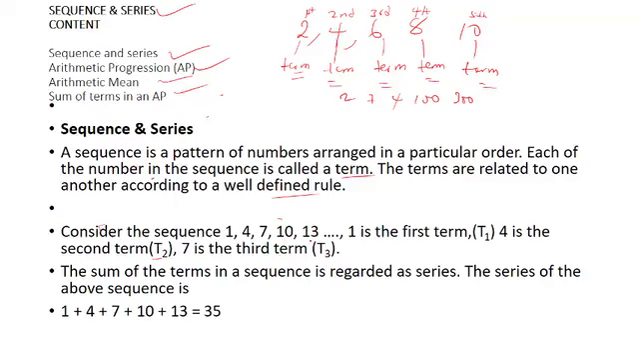Now let me go into explaining the rule. Let's write this sequence and see if we can deduce the rule that governs them: 1, 4, 7, 10, and 13. If you watch the sequence, the common difference between each term is plus 3. If you add 3 to 1, you get 4. You add 3 to 4, you get 7. You add 3 to 7, you get 10. When you add 3 to 10, you get 13.